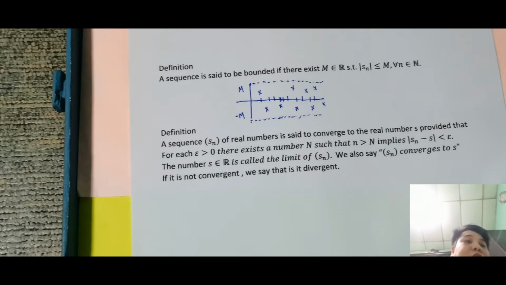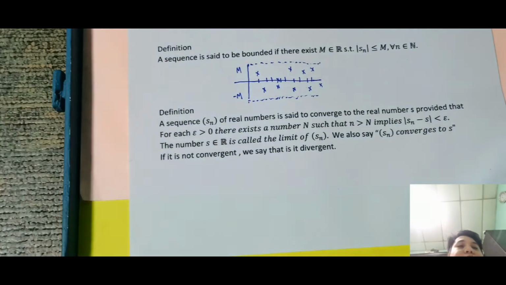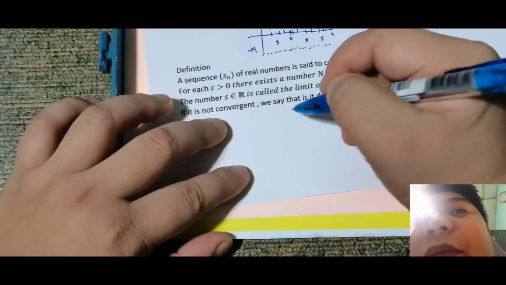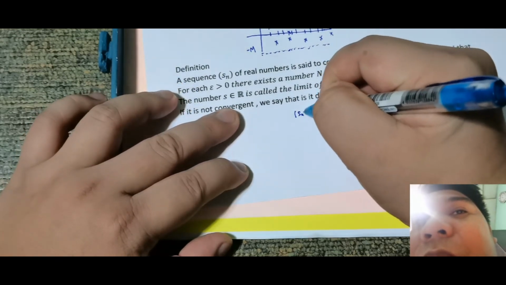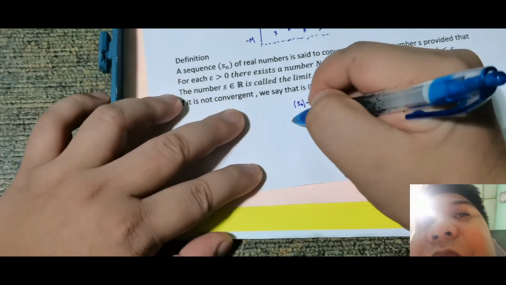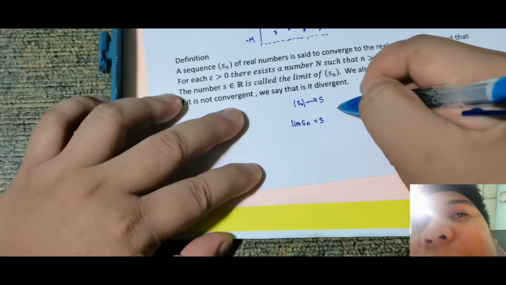So this is the important one here. A sequence S sub n of real numbers is said to converge to a real number s provided that for each epsilon there exists a number n such that n is greater than 0 implies the absolute value of s sub n minus s is less than epsilon. So let me repeat. When I say converge, we write this: S sub n converges to s, or in another term, the limit of S sub n is equal to s. This is if and only if.